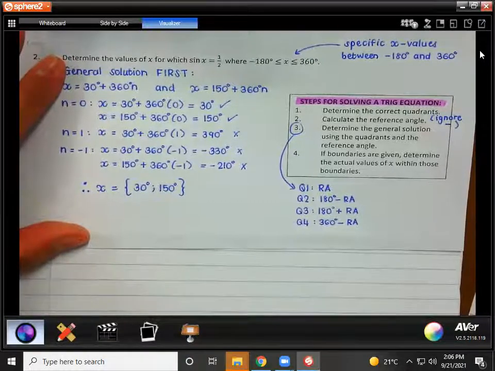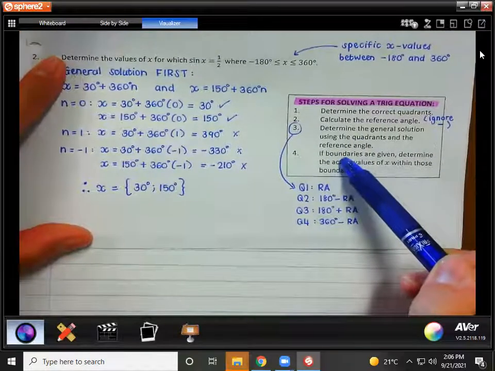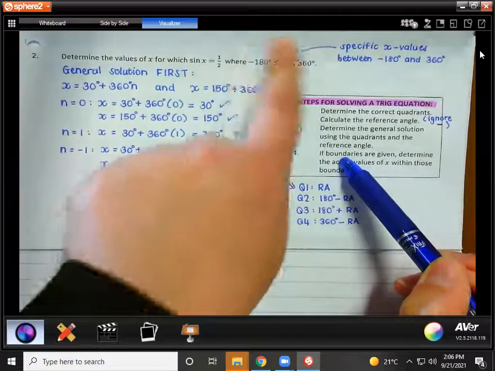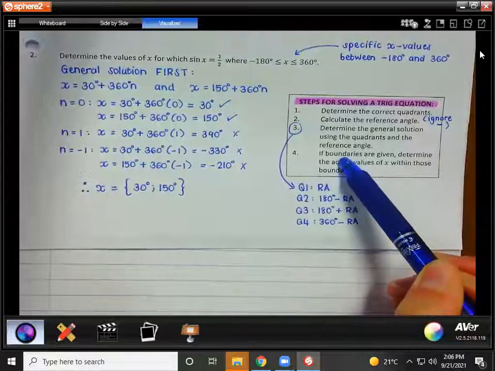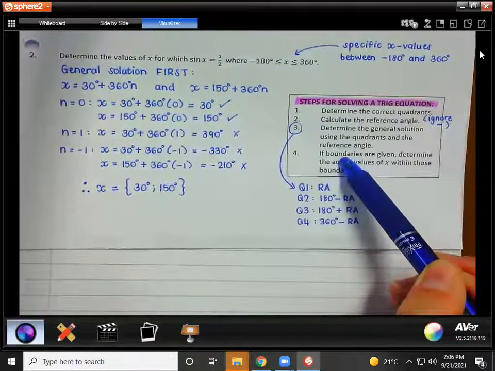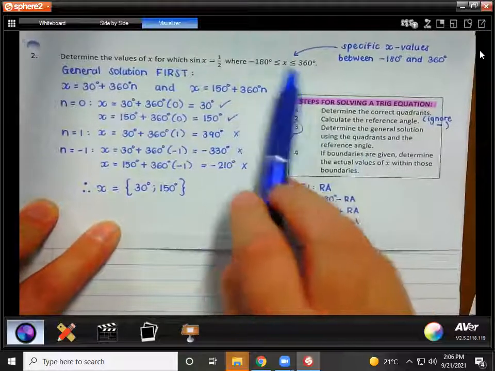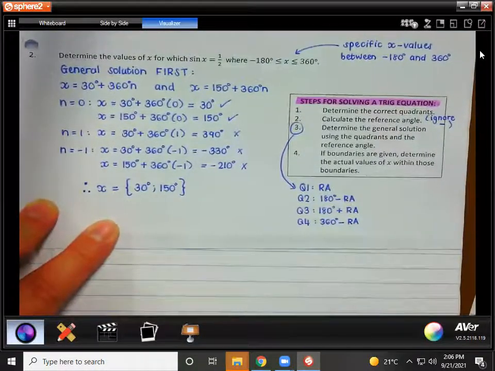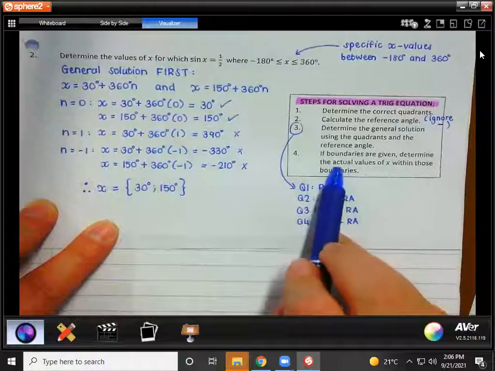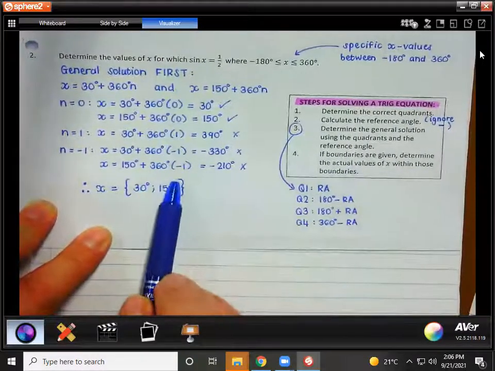All right, if the question just said find the general solution or just solve for x, then that is where you stop. Step 4 is only if it's like this question here, where they're now saying x must be between 2 specific values. If boundaries are given, so a specific domain has been given, your x values must lie between 2 specific values. Determine the actual values of x within those boundaries. That's what we did here.